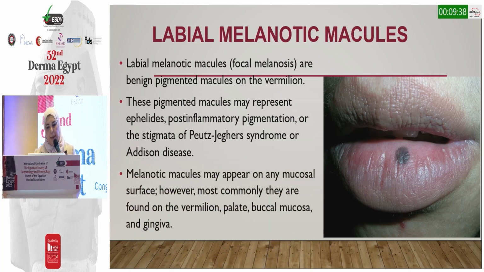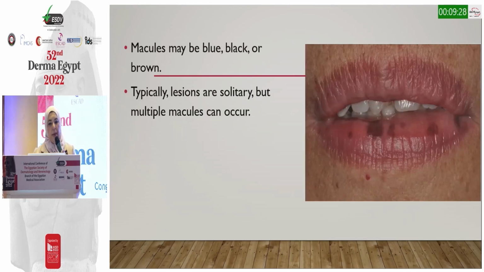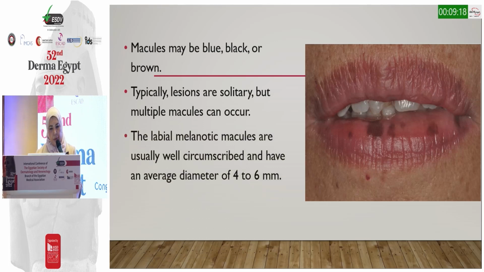Melanotic macules may appear on any mucosal surface, however, most commonly they are found on the vermilion, palate, buccal mucosa, and gingiva. Macules may be blue, black, or brown, according to the depth of pigmentation. Typically, lesions are solitary, but multiple macules may occur. The labial melanotic macules are usually well circumscribed and have an average diameter of 4 to 6 millimeters.